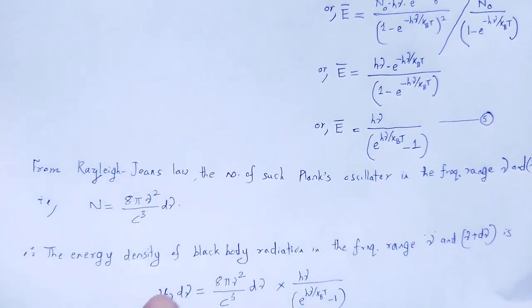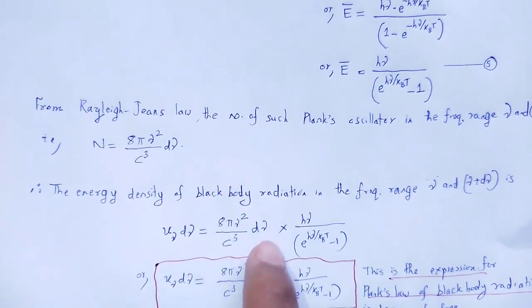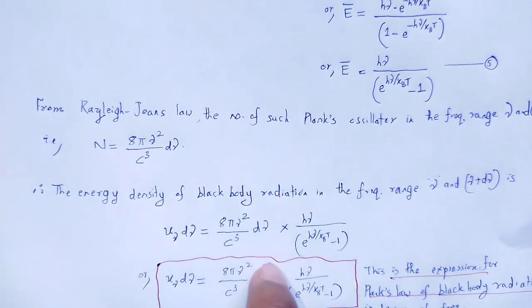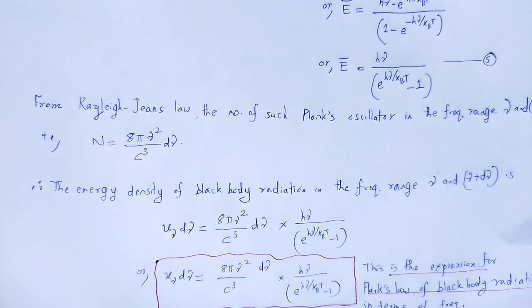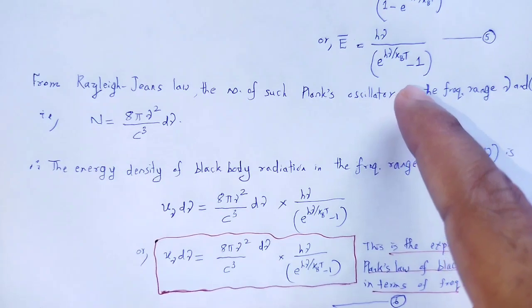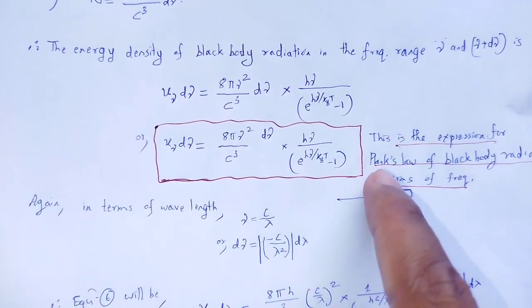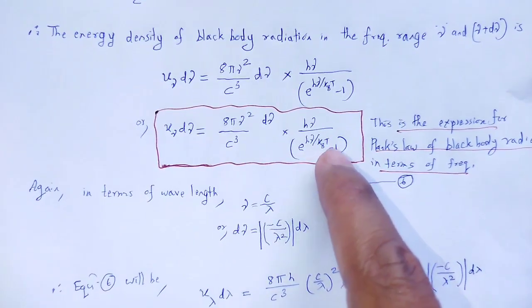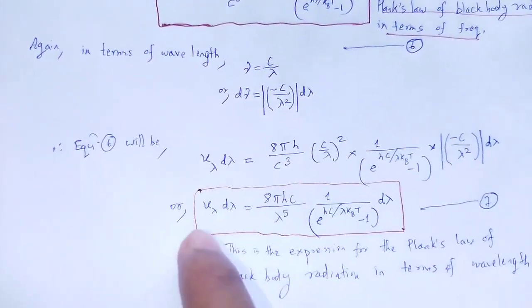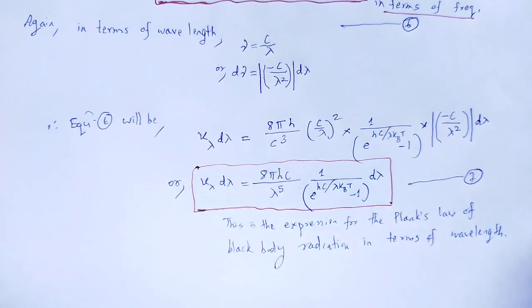Next, the energy density of blackbody radiation in a given frequency range, that is the number of such Planck's oscillators in the given frequency range into the average energy for a Planck's oscillator. This is the expression for Planck's law of blackbody radiation in terms of frequency. Then the expression for Planck's law of blackbody radiation in terms of wavelength.